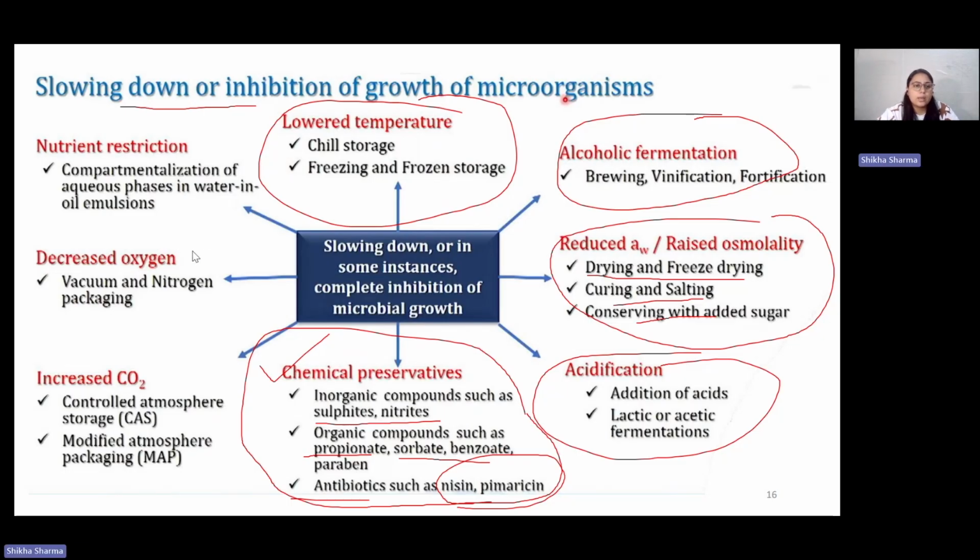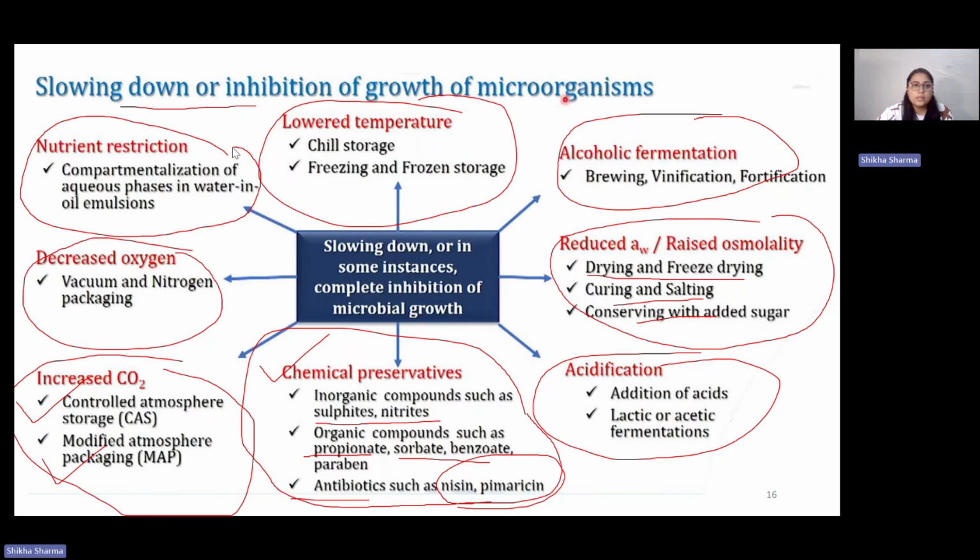Then oxygen can be decreased, like by using an inert atmosphere or a vacuum environment. Then the O2 and CO2 concentration ratio can be altered, as in controlled atmosphere storage or modified atmosphere packaging. Then the nutrient amount can be restricted, like in water in oil emulsions. If the nutrient amount is reduced, the growth of the microorganism will be slow.